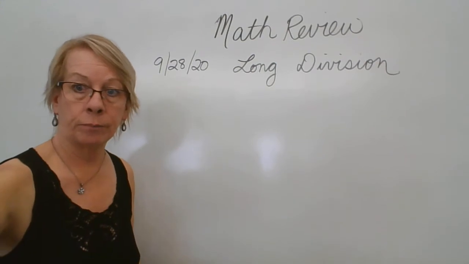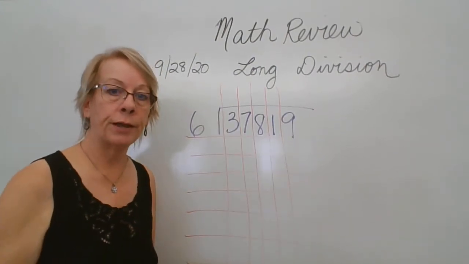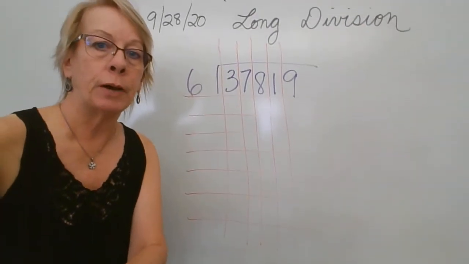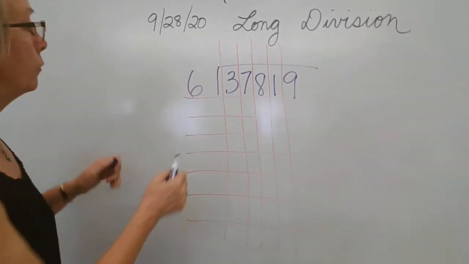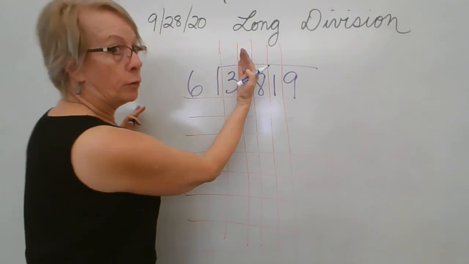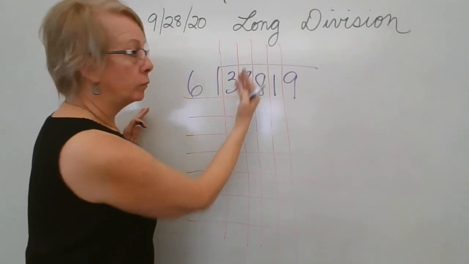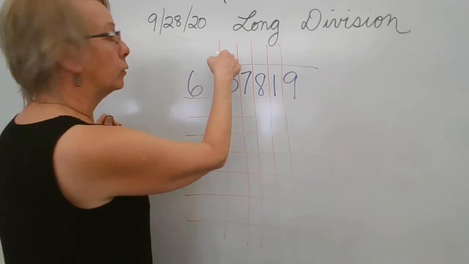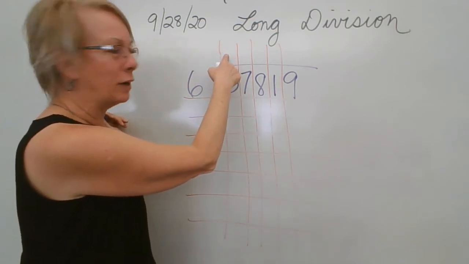I'll be right back. So there is the problem. I'm going to move this down just a little bit so you can see the bottom. Let's do it. So you first ask yourself, how many groups of 6 are there in 3? You had 3 kids, can you make a team of 6 out of them? No, so nothing goes there. You don't have to put a nothing or a 0 or anything.